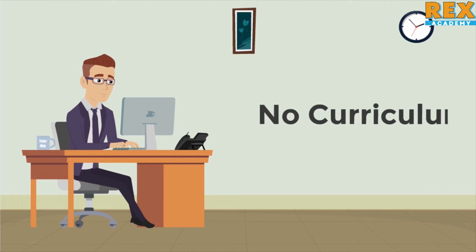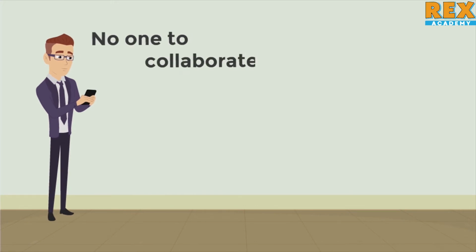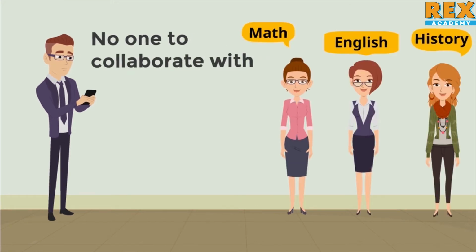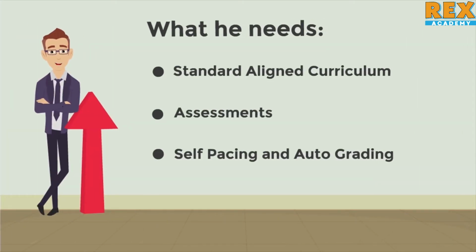What Mr. Jenkins quickly realizes is that he doesn't have any curriculum, doesn't have the time to build curriculum, and that as the only computer science teacher in the school, there isn't anyone he can turn to for help. To be an effective teacher, he needs all these things provided for him. That's where Rex Academy comes in.